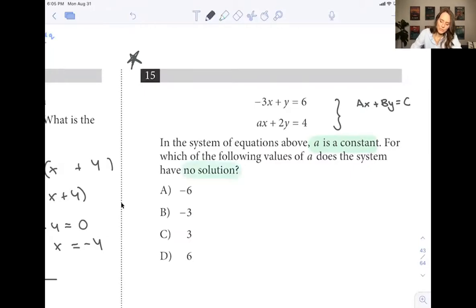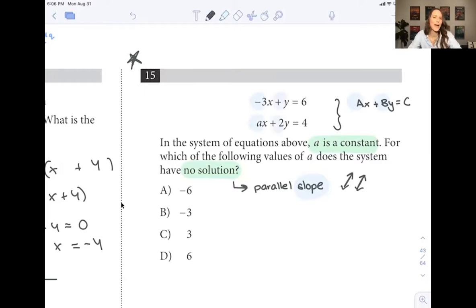So remember, when you see no solution, you want to think of a parallel slope because the 2 lines are never going to cross. They're going to look something like this. And a solution is when they intersect, and these lines are not going to intersect. And so they're going to have a parallel slope or the same slope. And our slope is determined by the x and y coefficients when we write equations in standard form. So we want these coefficients for x and y to be the same.